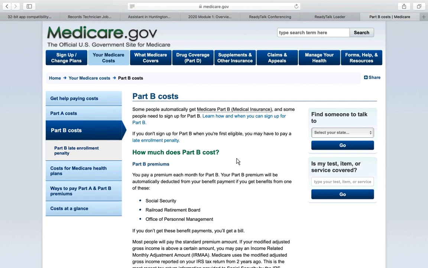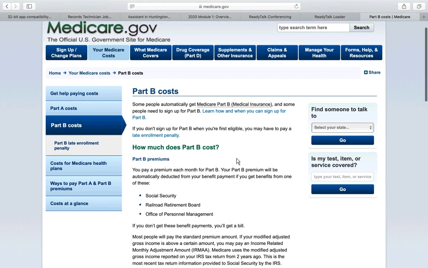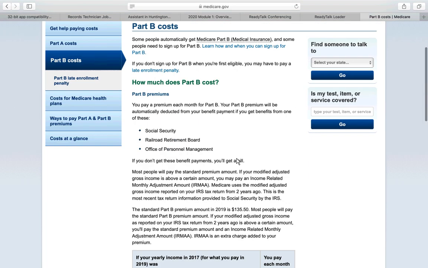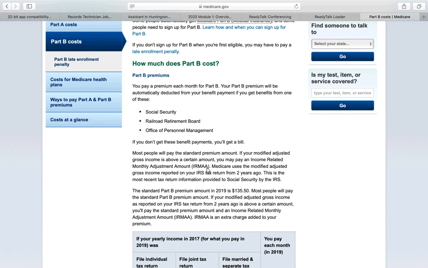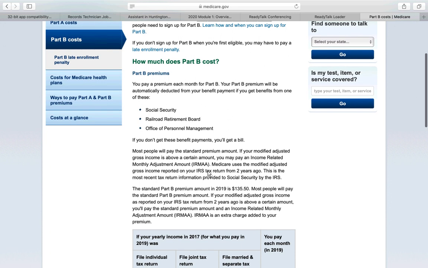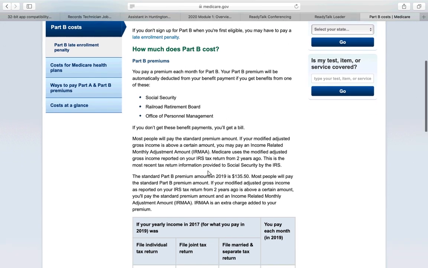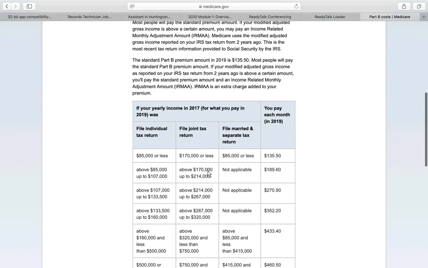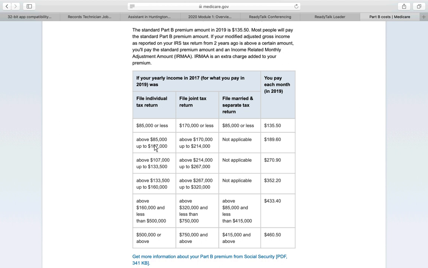However, there's this rule called IRMAA, which stands for Income Related Monthly Adjustment Amount. What it says is that if your income is above a certain level, then you're going to pay more for Part B. So if your income is over $85,000 a year as an individual, or $170,000 a year as a couple filing jointly, they're going to charge you more for Part B.